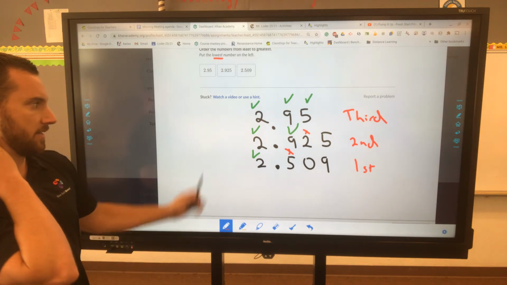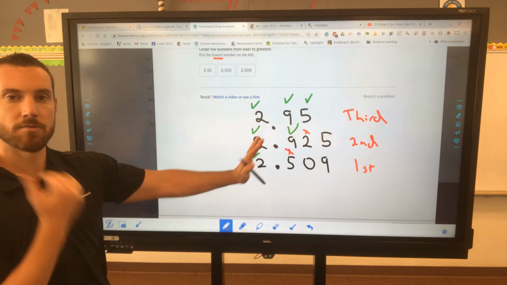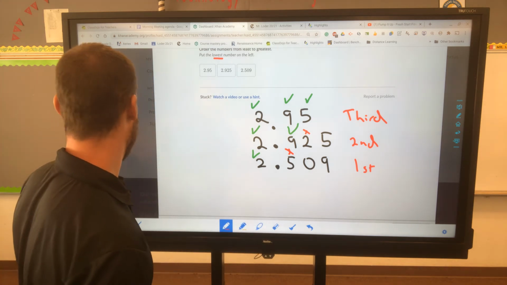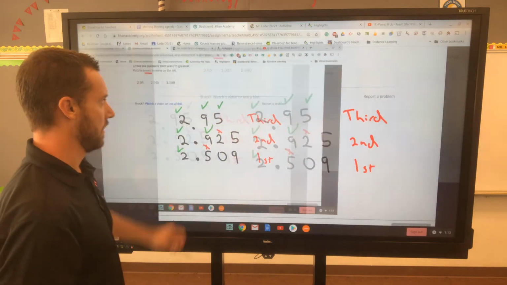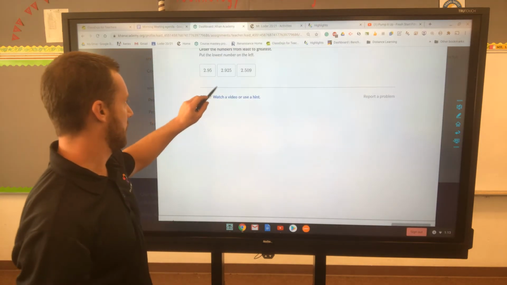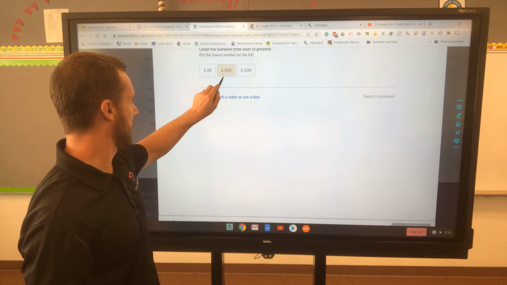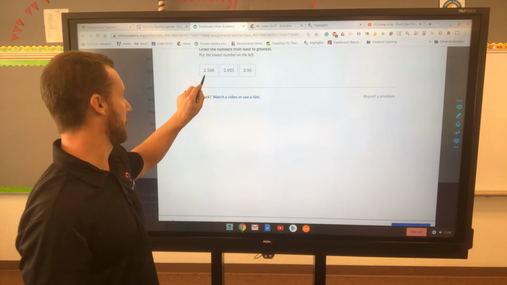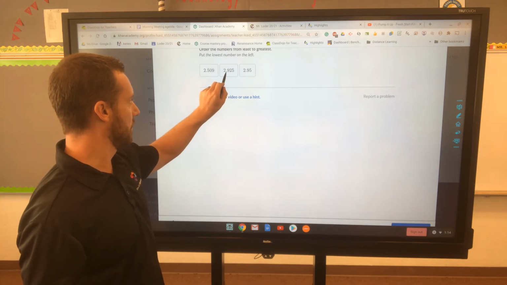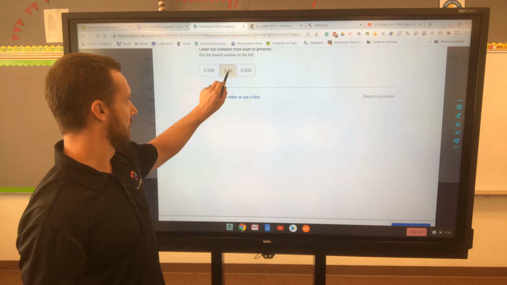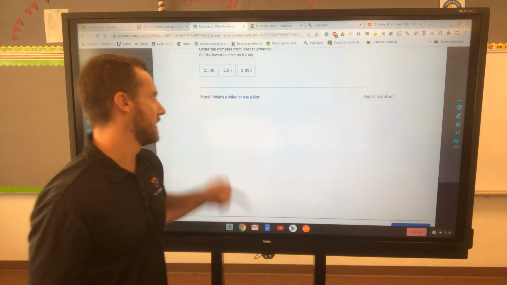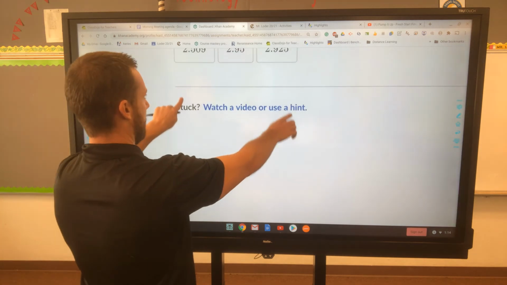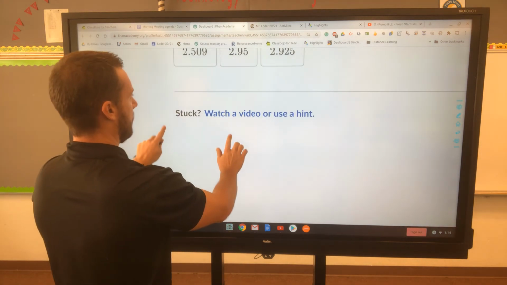All right, because you work left to right, and as soon as you run into the lowest number, you know that one is going to be the lowest. Okay. So we have 2.92, oh sorry, 2.5, 2.95, and then 2.925.